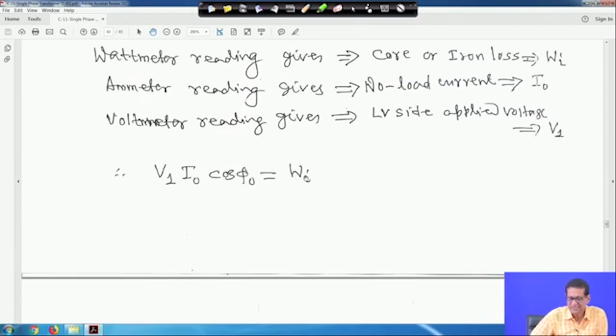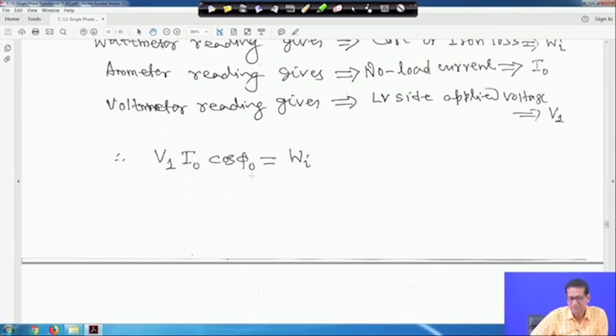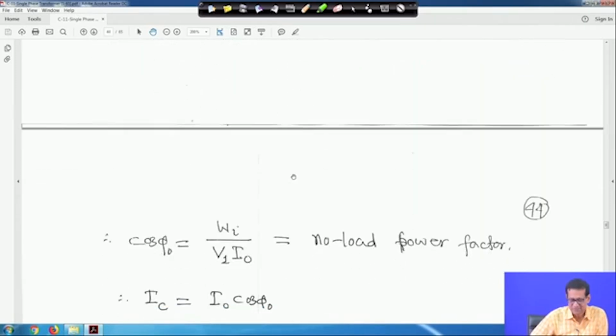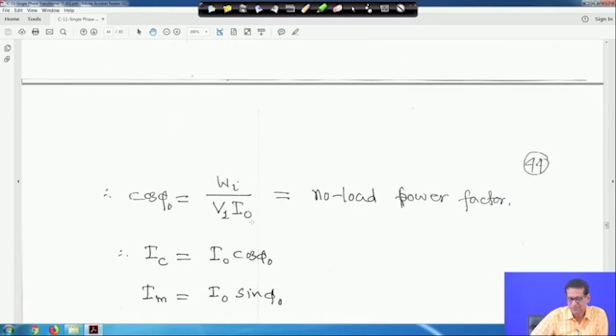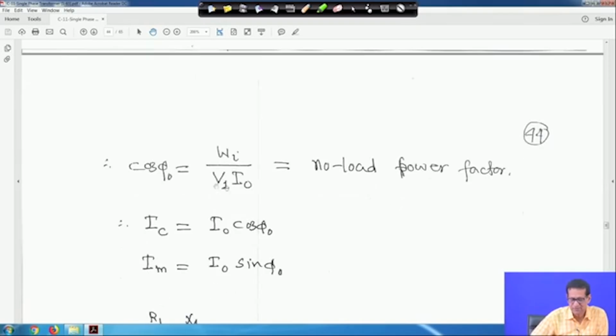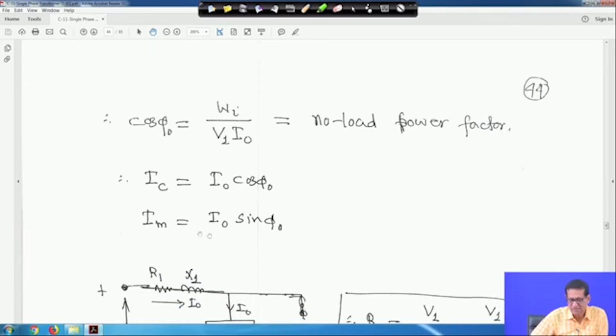So, this wattmeter reading is known, ammeter current I0 is known, and supply voltage V1 is also known. Therefore, you can get phi 0. Therefore, V1 I0 cos phi 0 is equal to Wi, that means cos phi 0 is equal to Wi upon V1 I0, the no load power factor. And if you get cos phi 0, you will get IC as I0 cos phi 0, as we have seen before, and you will get IM as I0 sin phi 0.